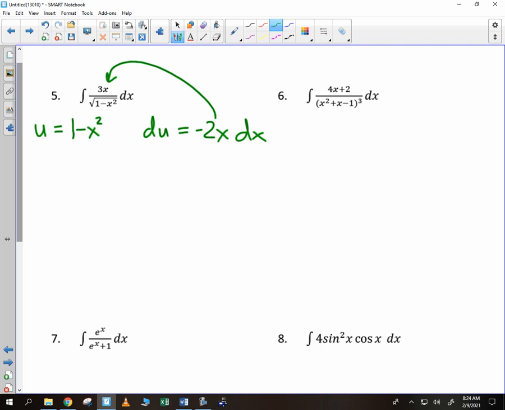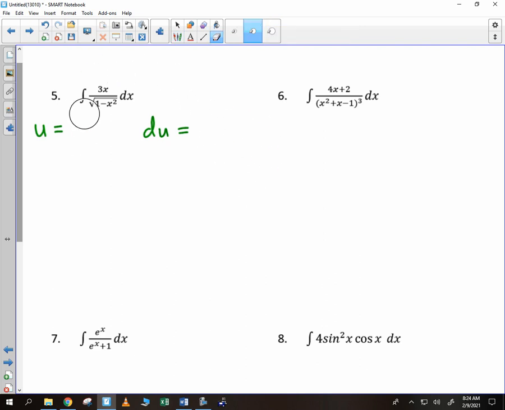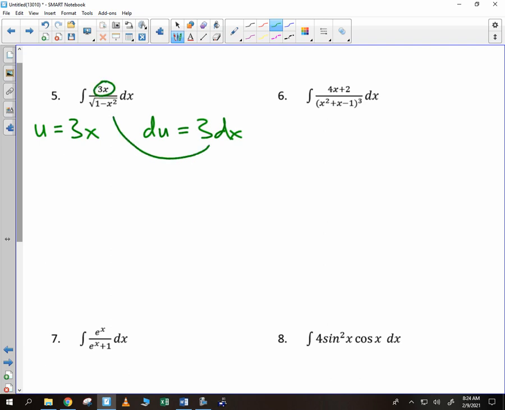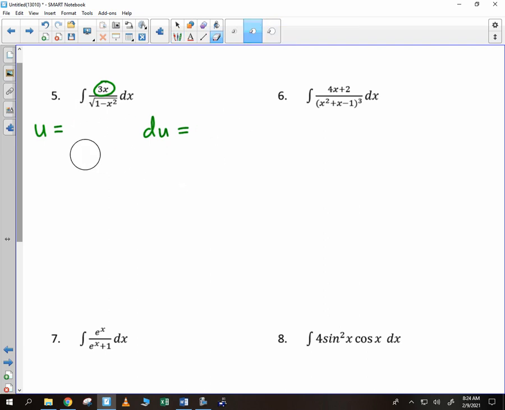Well, getting rid of the negative 2 is no problem at all. So that's good. But suppose you chose u to be 3x. Then du would be 3 dx. And while this is taken care of, we don't have that x squared at all. So that would be the wrong choice. So I can't always tell you what to choose, but we will look at that in this scenario.